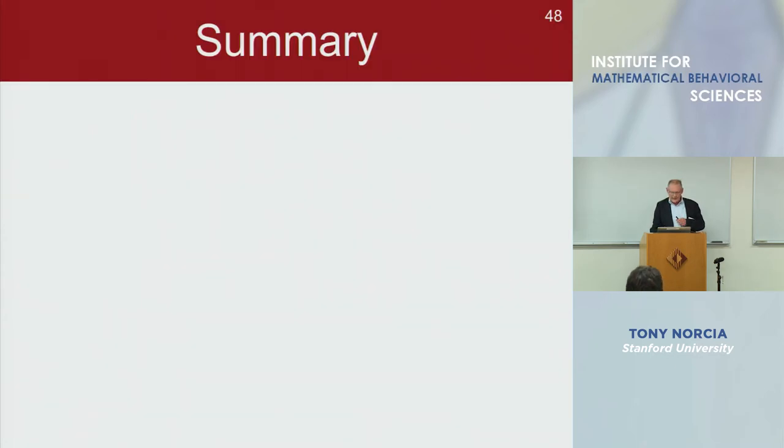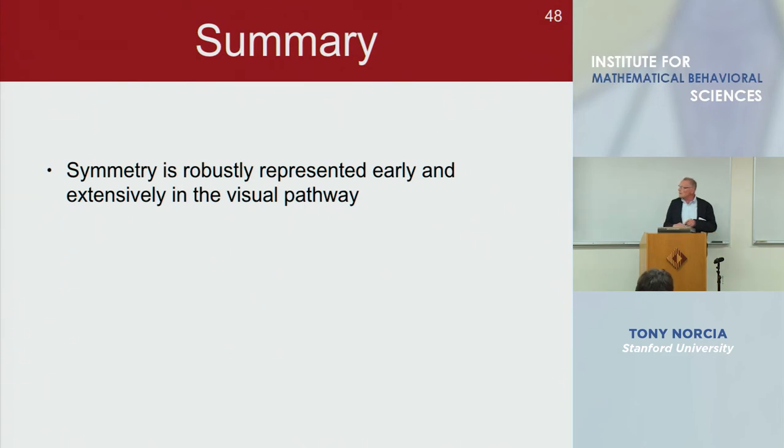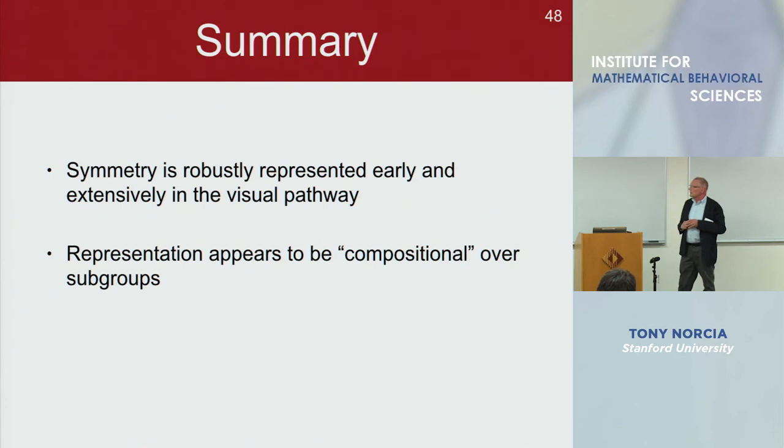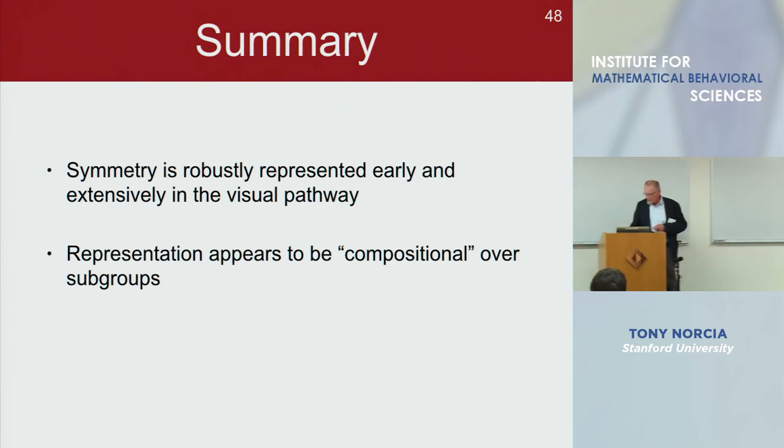So, ending on that, it's clear that symmetry is robustly represented early and often in the cortex, and that the representation of the groups looks to be compositional over subgroups. The idea being that you can compose one group from combinations of others, and there's a nice hierarchy in the diagram, and that subgroup relationship looks to be preserved, and it's almost like a linear summation of the more you have, the bigger the signal. And with that, I'll end, and thank you for your attention.